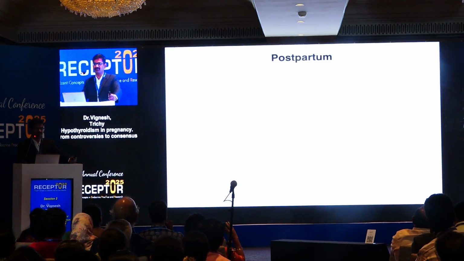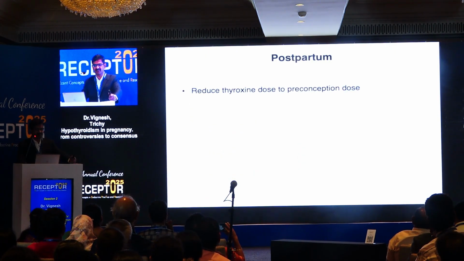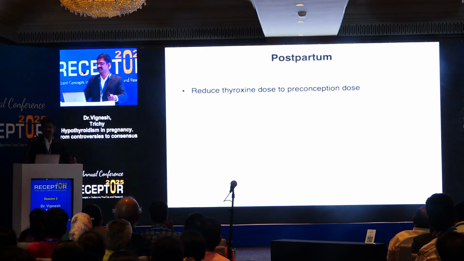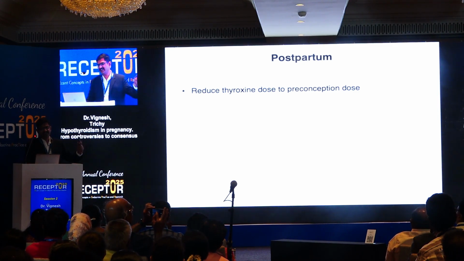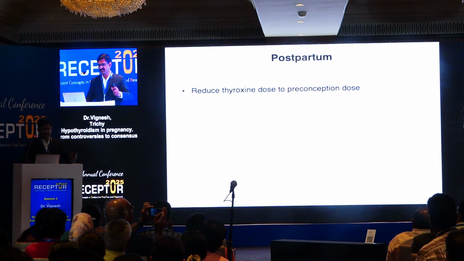So what to do postpartum? Reduce the dose of thyroxine to the preconceptional dose. In the last visit, either 7th month or 8th month, I will write, after delivery, reduce the dose. On the next day of delivery, they should not wait for consultation. If they come 1 month after delivery, they will become thyrotoxic on the same dose. So in the last visit, that is 7th month or 8th month, I will write, after delivery, take this dose. So reduce the dose on the immediately next day of delivery.